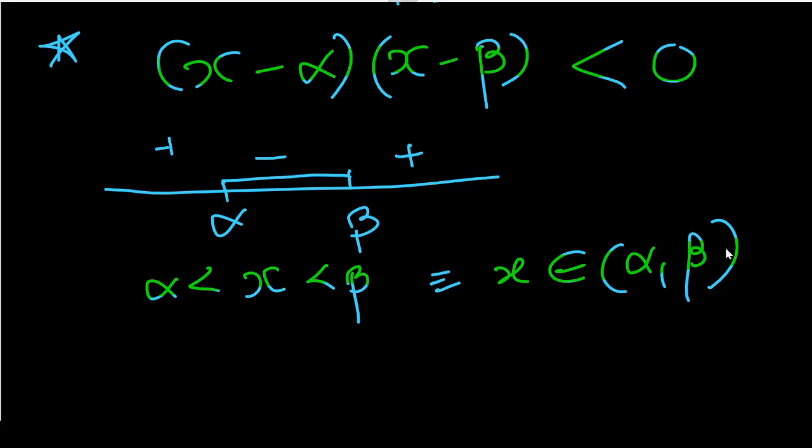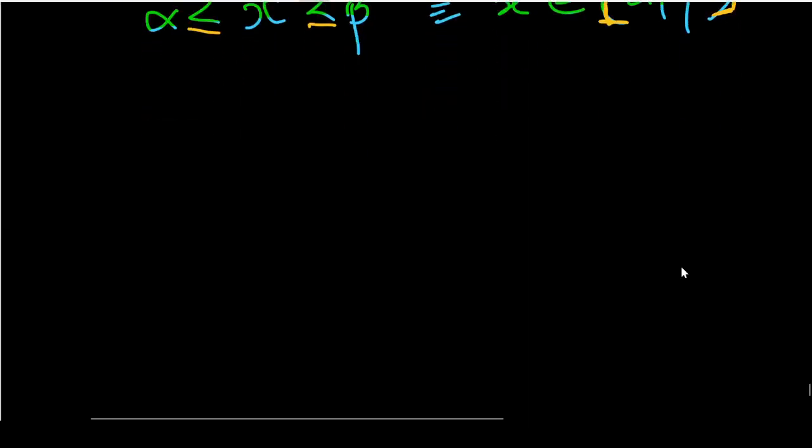Now in case if equality is there here, then equality will be here also, and the round brackets would be replaced by close brackets, guys, like this. So let's take another example on this.